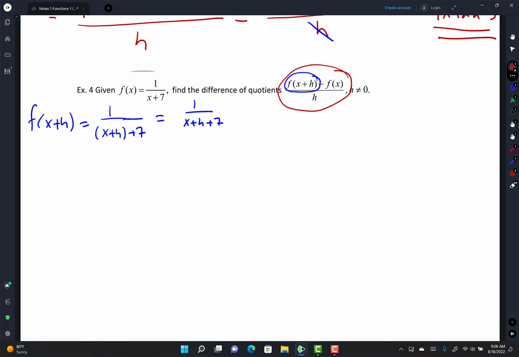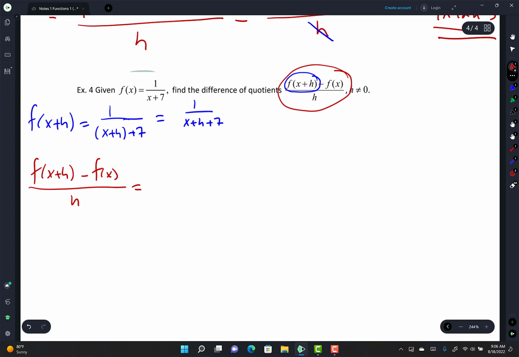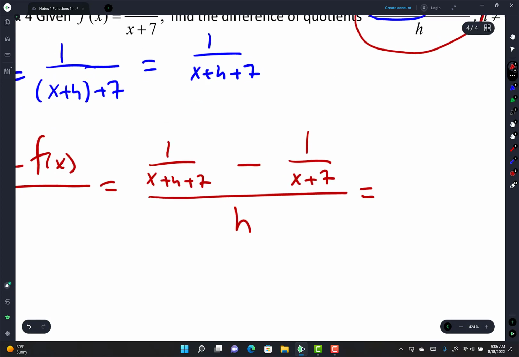So I'm going to write f of x plus h minus f of x all over h equals, and here we go. I'm going to write f of x plus h, 1 over x plus h plus 7, minus, what's f of x? 1 over x plus 7. All this is over h. Are we still okay? And I'll zoom in.